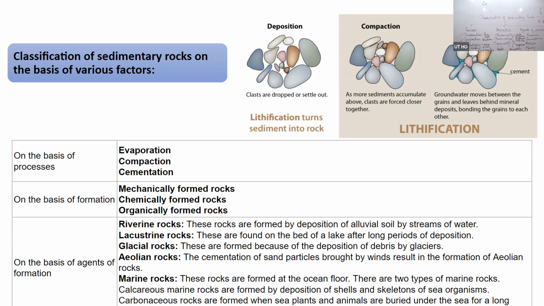Aeolian rocks are formed by the cementation of sand particles brought by wind. Aeolian means air, wind. Marine always means water, ocean. These rocks are formed at the ocean floor. There are two types: calcareous, formed by deposition of shells and skeletons of sea organisms, and carbonaceous. This you can write down just as points.